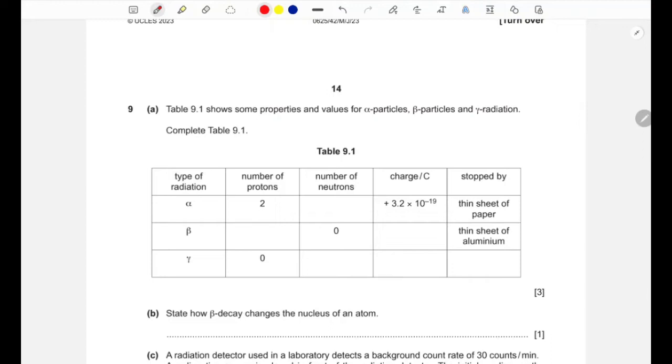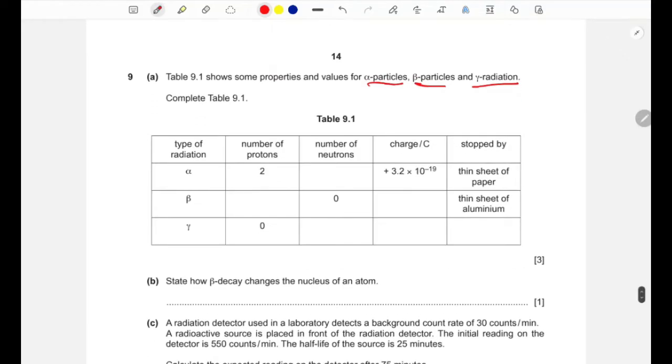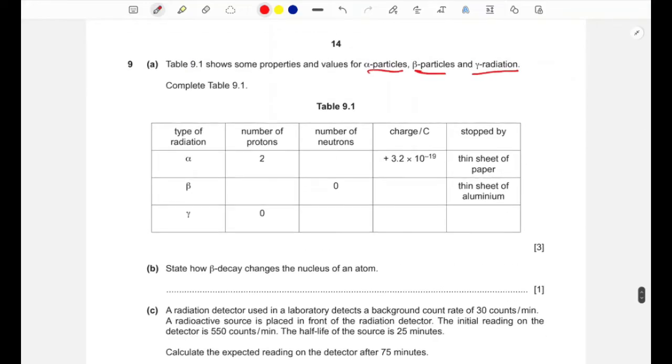Table 9.1 shows some properties and values of alpha particles, beta particles, and gamma radiations. Complete table 9.1. So we just have to fill out the table. Alpha particles have 2 protons and the number of neutrons. So alpha particles have 4 as mass number and 2 as proton number. So this is the number of protons, and this is the sum of protons and neutrons. So that means we're going to have two neutrons and 2 protons. So the number of neutrons is 2.